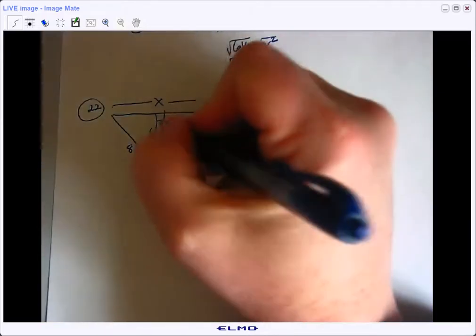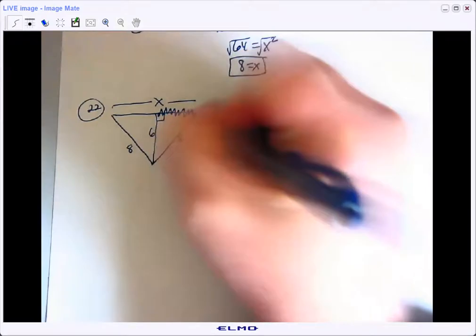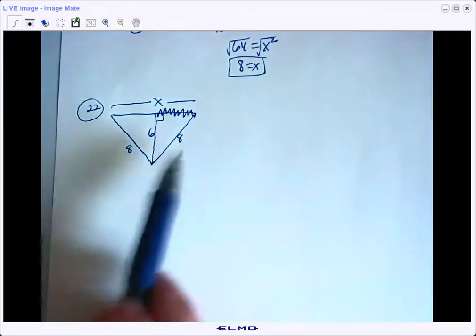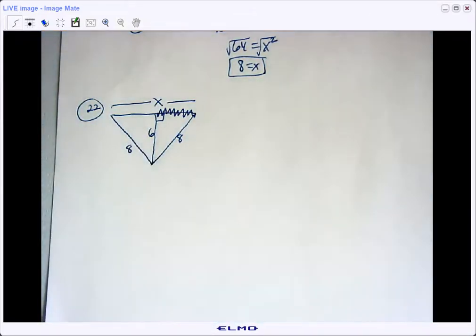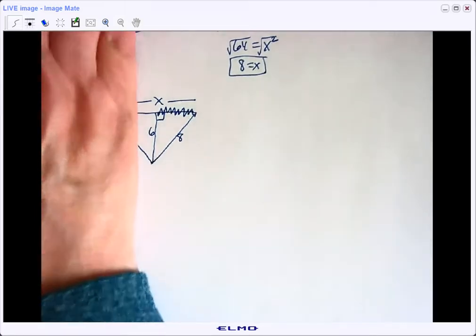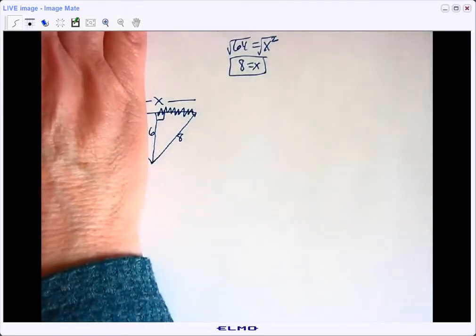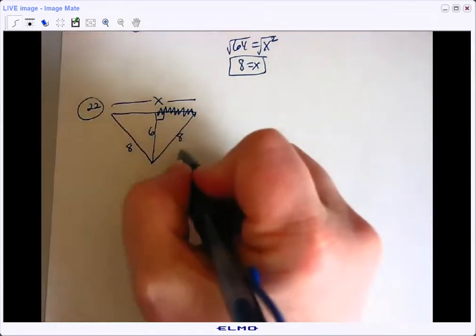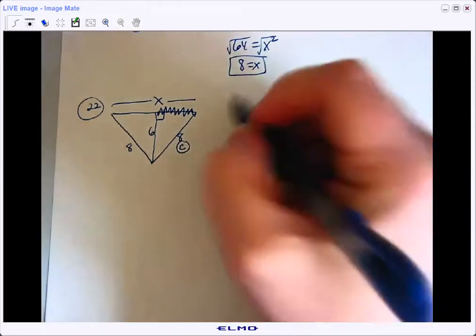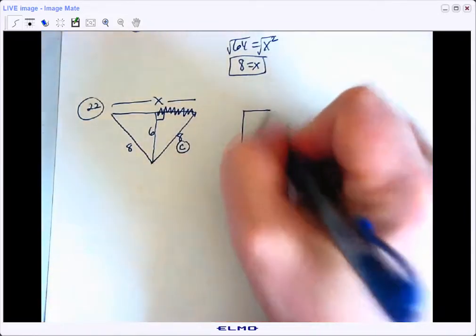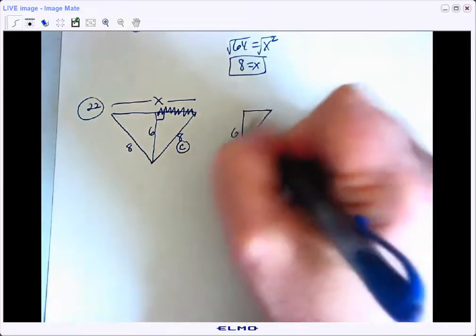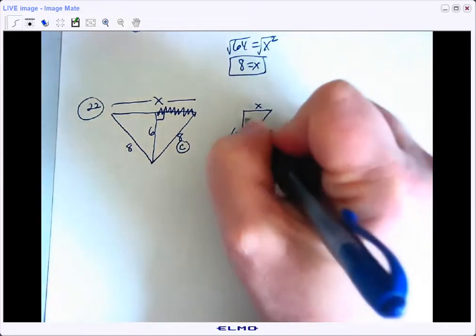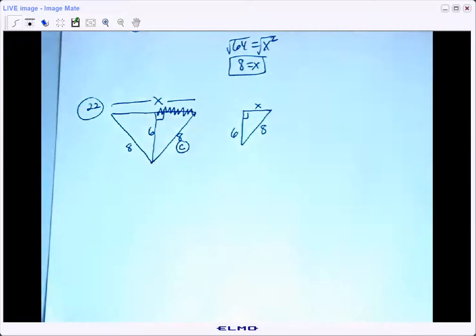So I need to find this part first because we know that they're two identical triangles. This is what I call isolating or identifying my triangle, which would be this one. Okay, so 8 would be my hypotenuse. Actually, I'm going to do it this way, just so you can see it. This is 6, X, and 8. That's the triangle that I'm isolating.